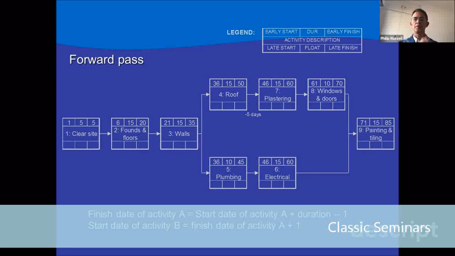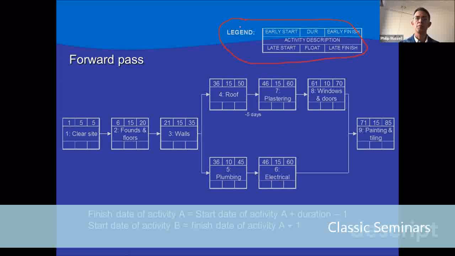We have a bunch of boxes. Each of the boxes is an activity. And inside the box, you can see that there are smaller little boxes along the top and 3 little boxes along the bottom. And in the top right-hand corner of this slide, you can see the legend over here. That legend will explain to you what each of the numbers is in the boxes that you're looking at. So in the top left-hand part of the box, that is the early start. In the middle at the top, that is the duration. And on the right at the top, that is the early finish.